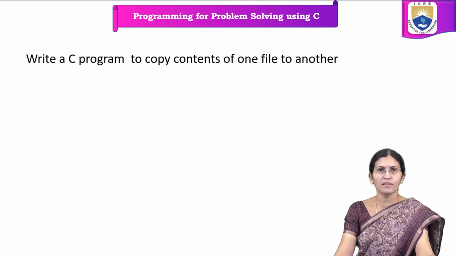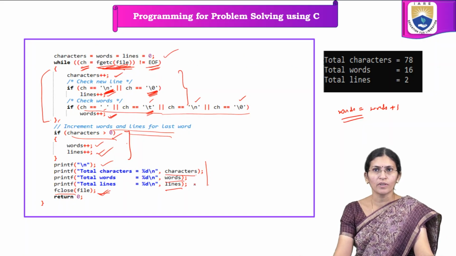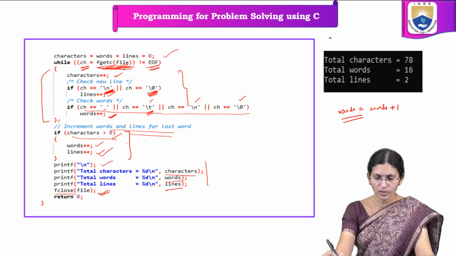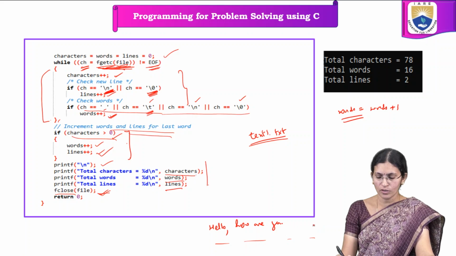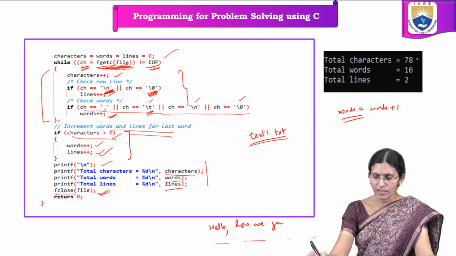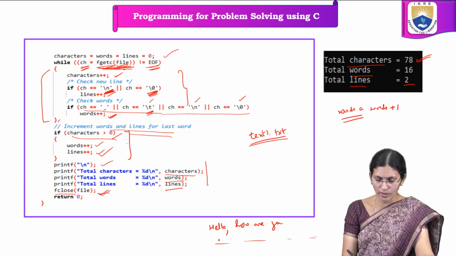So next, if you execute this program, there is already some information stored in the text1.txt file. There we have "hello, how are you?" and there is some more information. So it has a total of 2 lines. It gives the total character count. So total characters are 78, total words are 16 and total lines are 2.